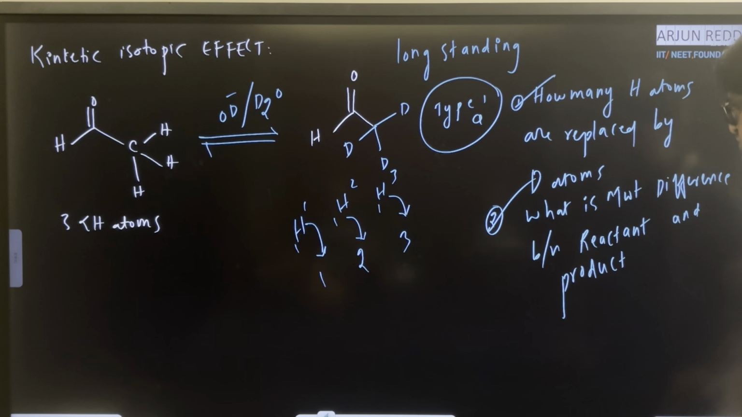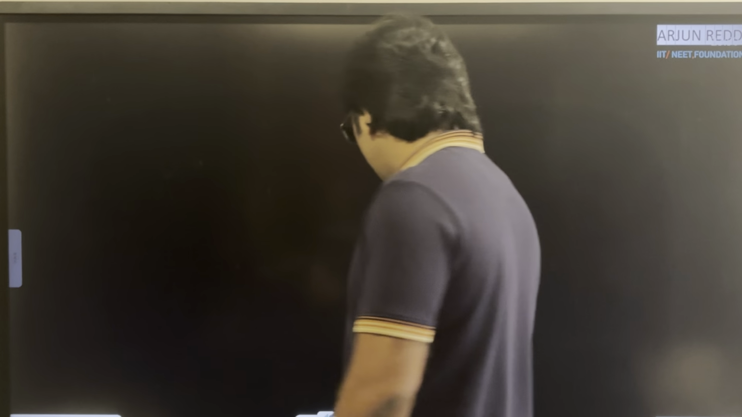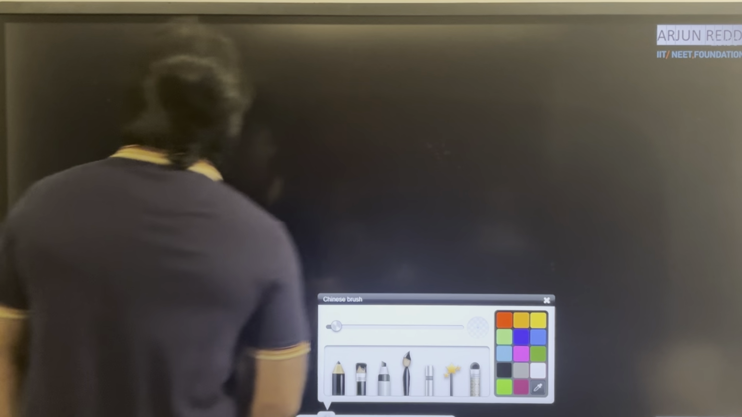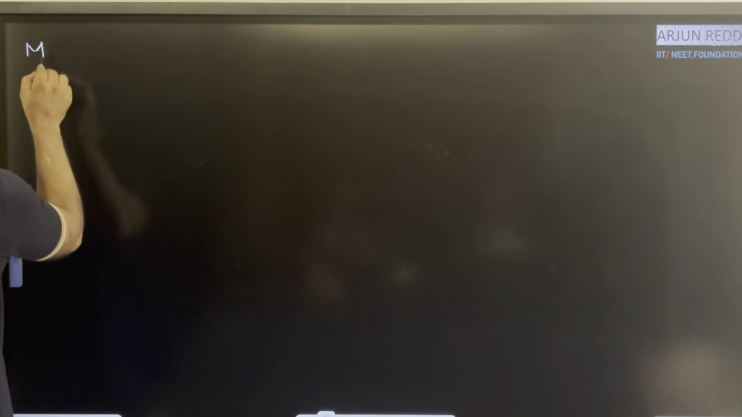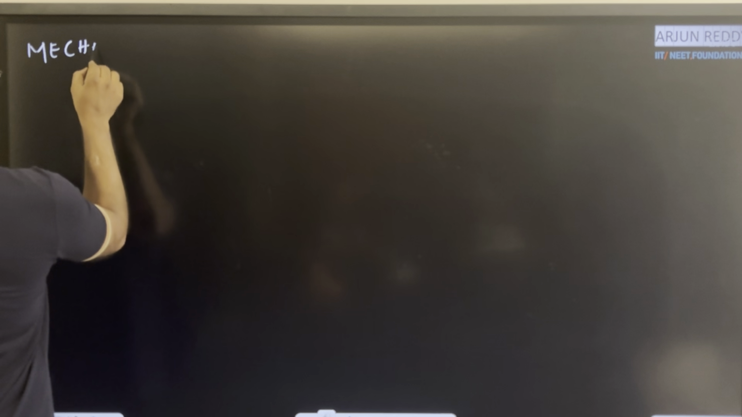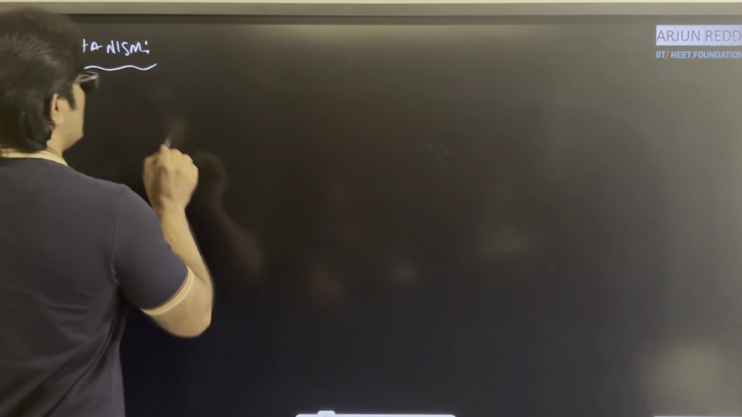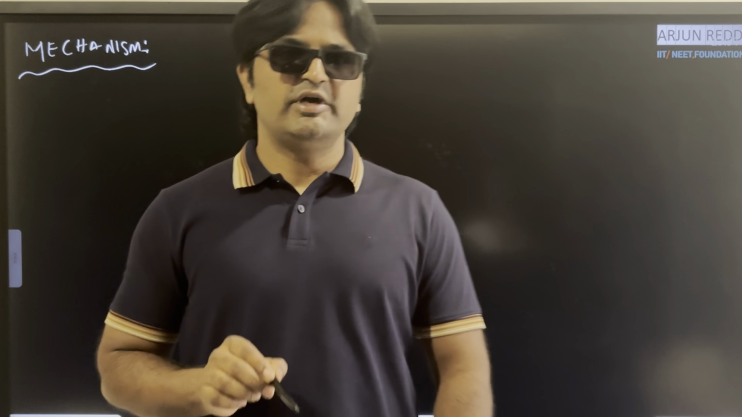Okay, right. So now what is the mechanism for this reaction? Write the mechanism. After that I will tell you the shortcut method. Mechanism. What is the mechanism and how are all hydrogen atoms replaced by deuterium?